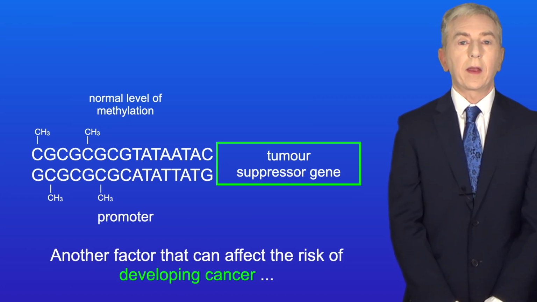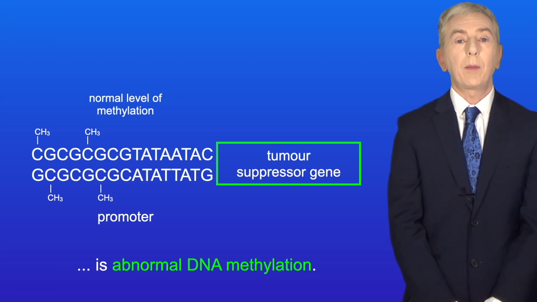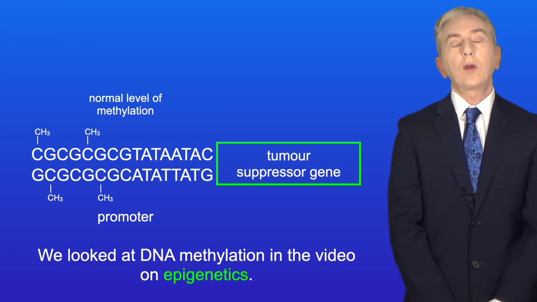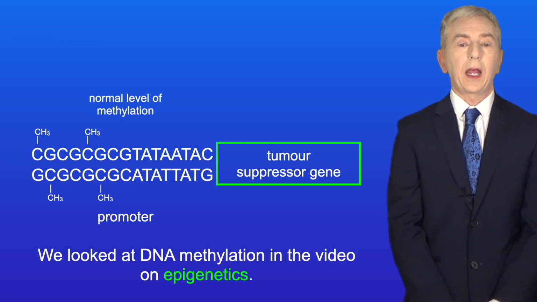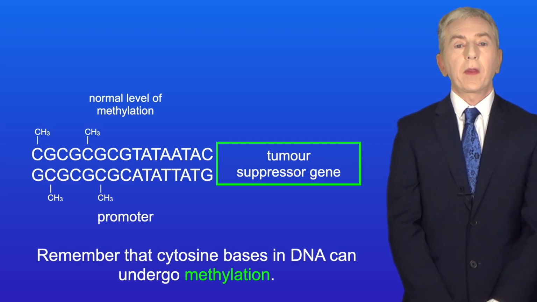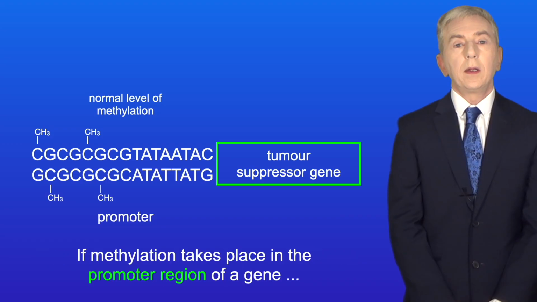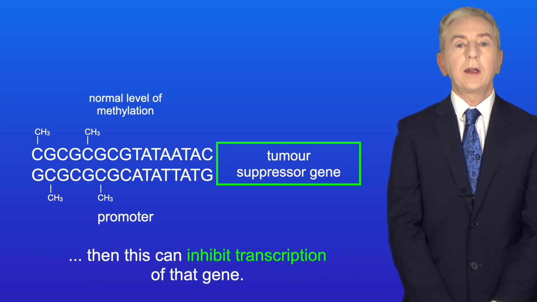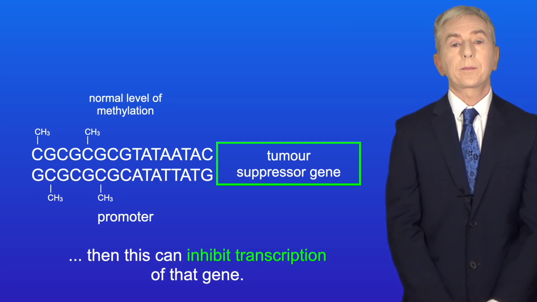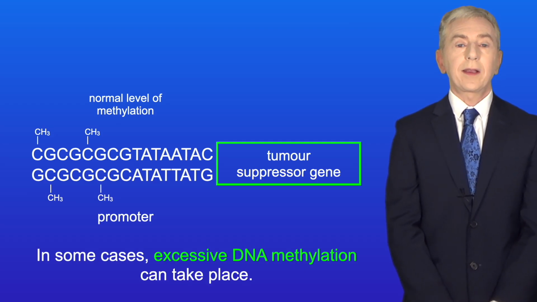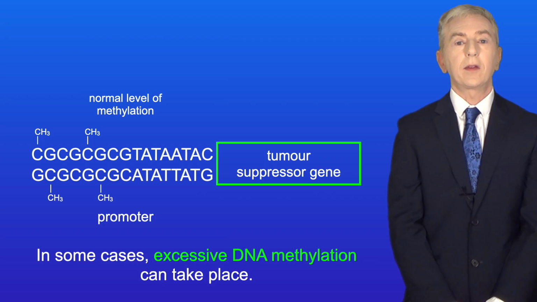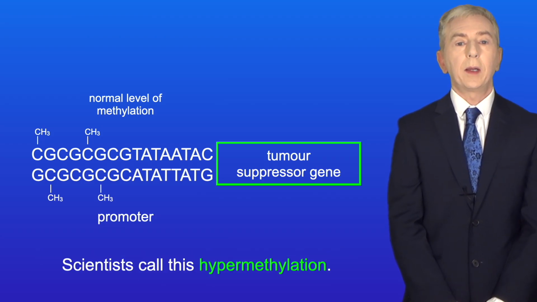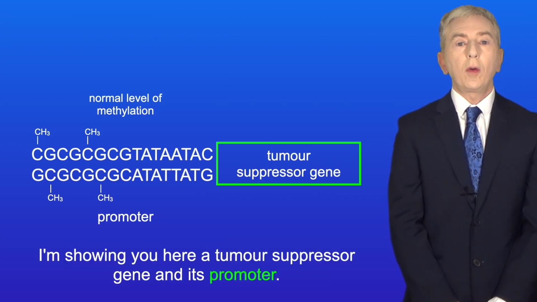Okay, now another factor that can affect the risk of developing cancer is abnormal DNA methylation, and we looked at DNA methylation in the video on epigenetics. Remember that cytosine bases in DNA can undergo methylation. Now, if methylation takes place in the promoter region of a gene, then this can inhibit transcription of that gene. In some cases, excessive DNA methylation can take place. Scientists call this hypermethylation.